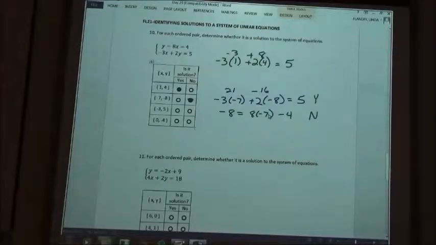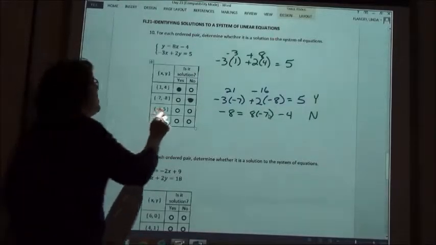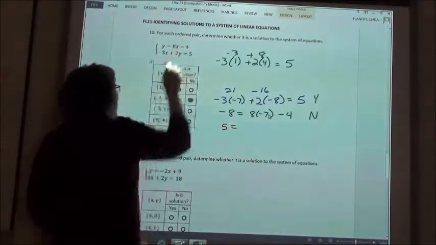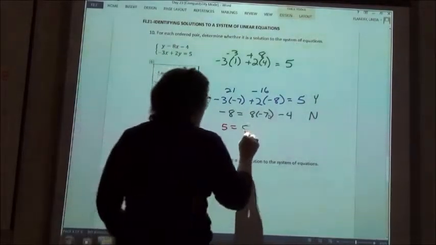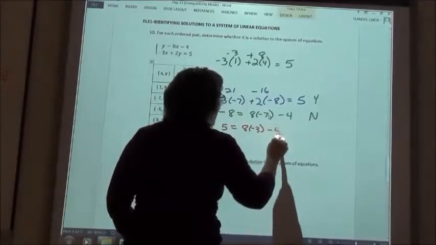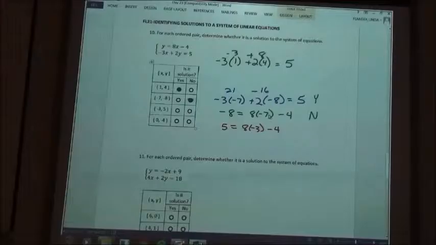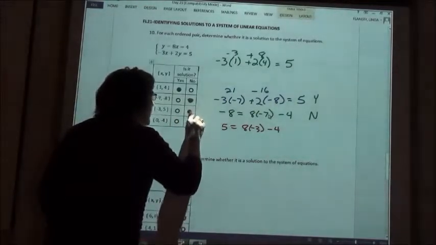You guys are just busy working away. The first one? So in the first one, the y value is 5. Does 5 equal 8 times the x value? So 8 times negative 3 minus 4. Nope. No, it doesn't. So we don't even have to check the second line because it didn't work in the first one.